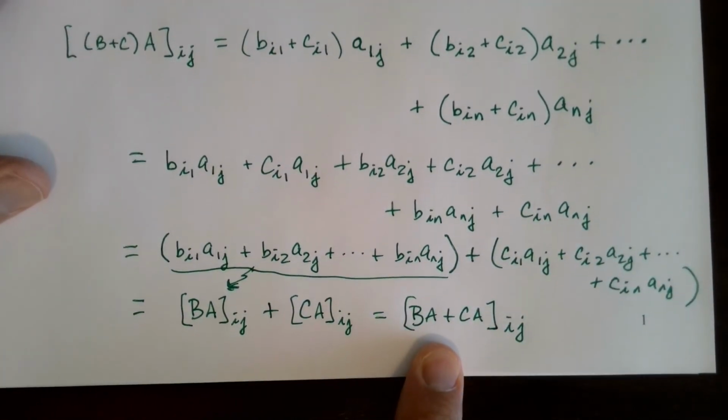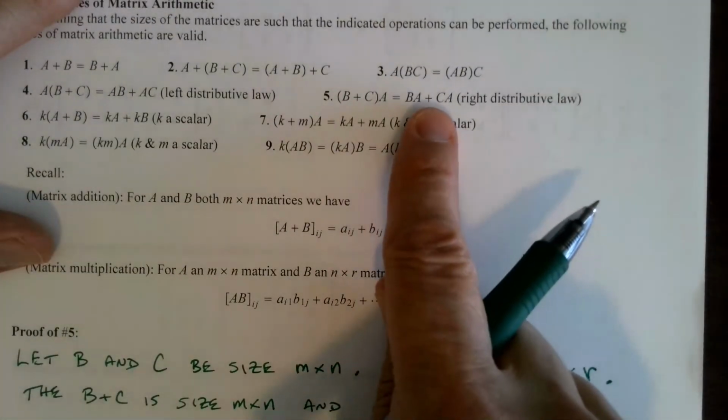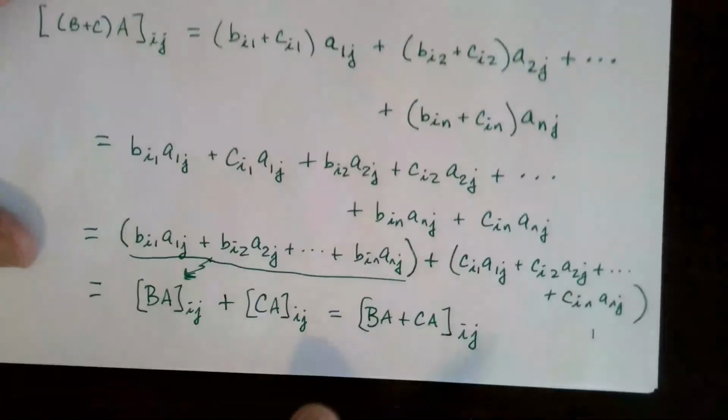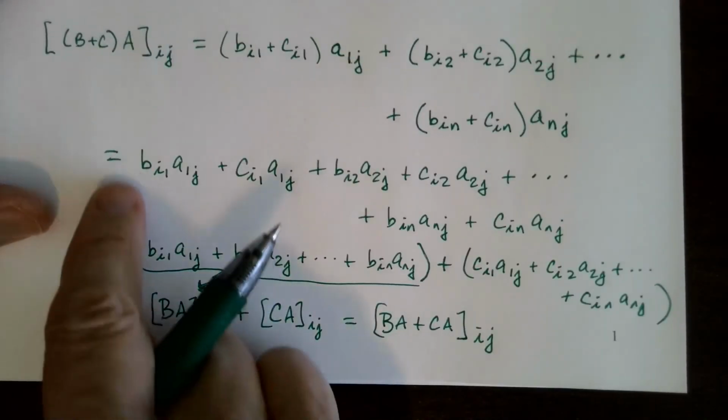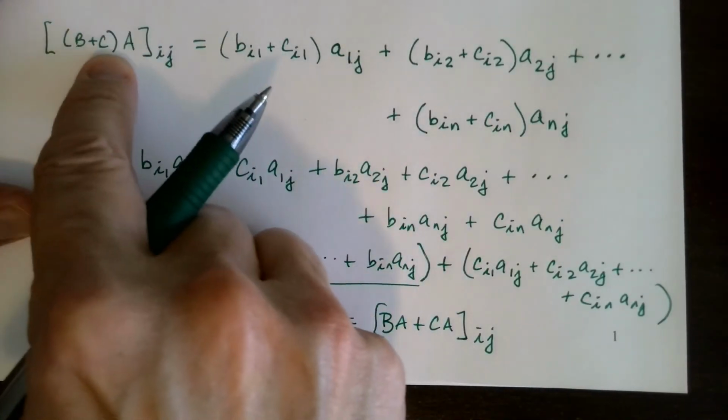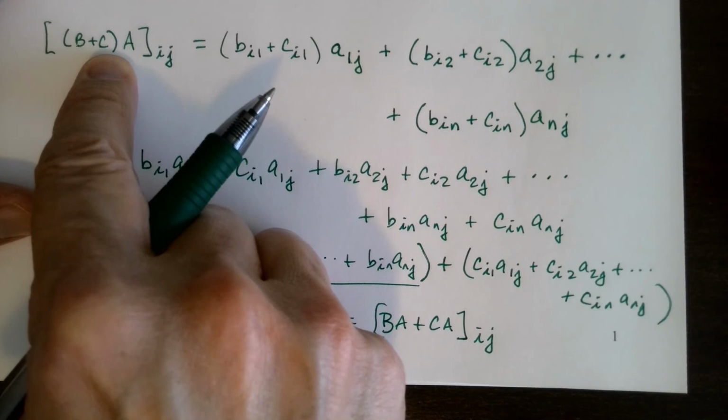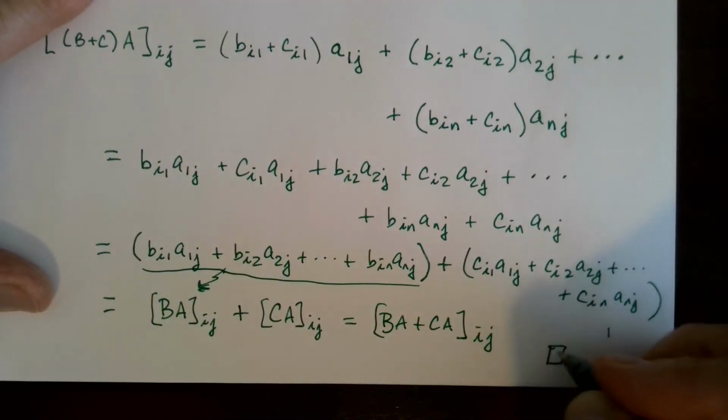And that's what we were trying to get to, if you remember, right? Going back to the original statement, BA plus CA is what we're trying to get to. So the arbitrary ijth entry in this matrix is equal to what? All the way the other matrix on the left-hand side of the equation. So that's the end of the proof.